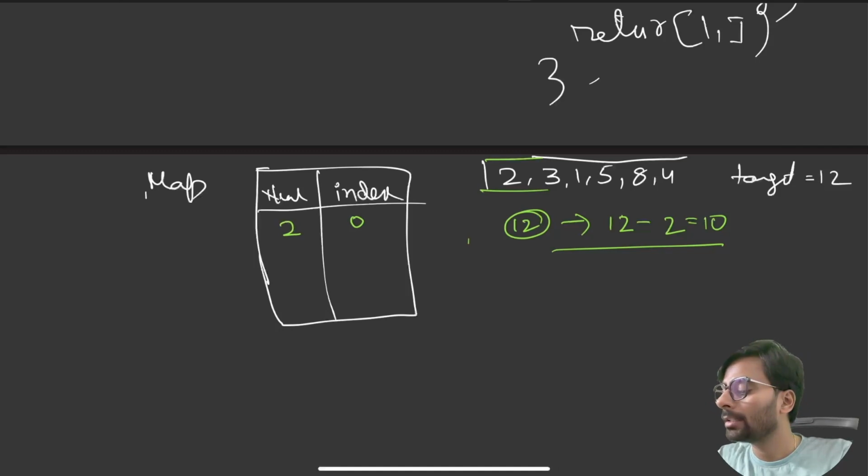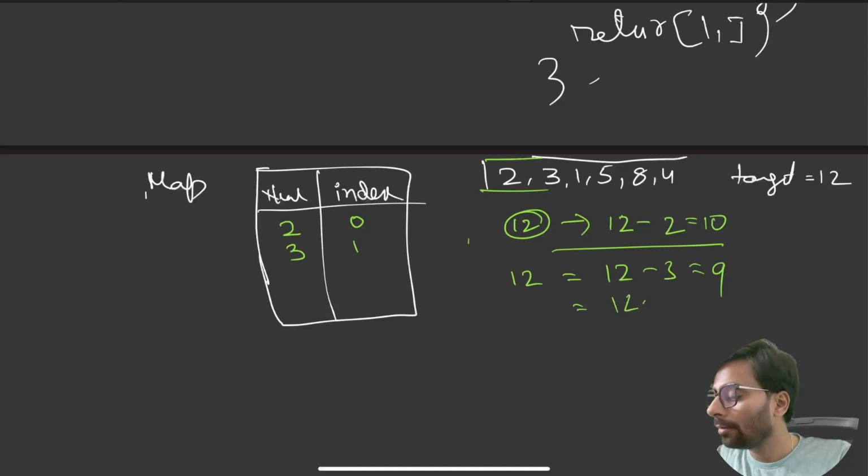Then we will go to 3. Now to reach 12, what do I need? I need 12 minus 3, that is 9. I will see whether I have 9 here. No, I don't have 9 here. So I'll just store the 3 with its index. Similarly for 1, I will try to see whether I have 11. So I don't have 11. I'll just store 1 here with the index.